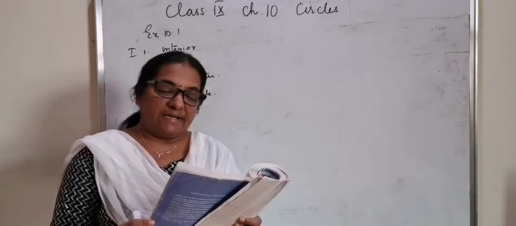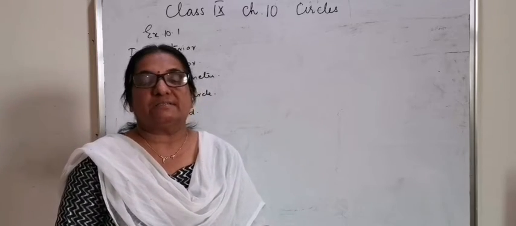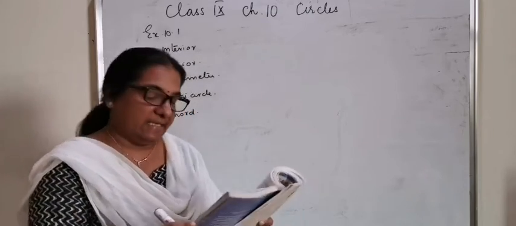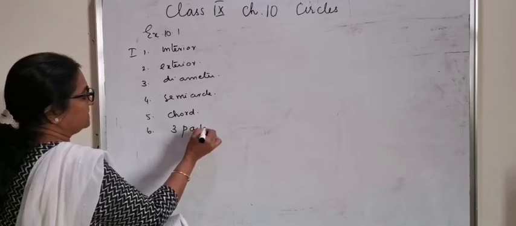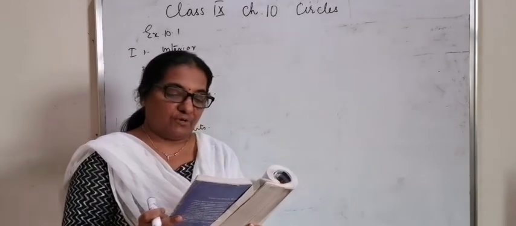A circle divides a plane on which it lies into 3 parts. Which are the 3 parts? The exterior, circle itself, and the interior. So the answer is 3 parts.